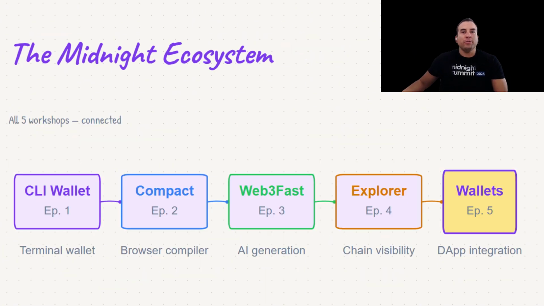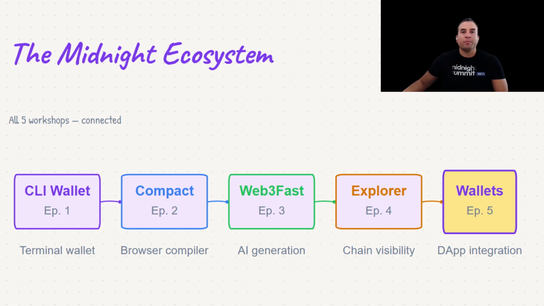Let's zoom out and see how all 5 episodes fit together. This diagram is the entire Midnight developer ecosystem. Episode 1, the CLI wallet, your terminal gateway. Deploy contracts, manage wallets, run a local network. Episode 2, Compact Playground. Write and test smart contracts in the browser. Episode 3, Web3 Fast. AI-generated contracts, scaffolding in seconds.